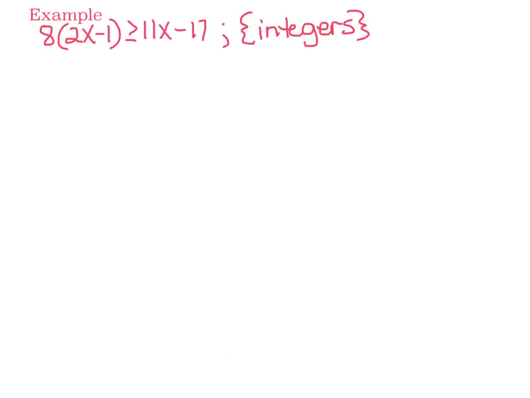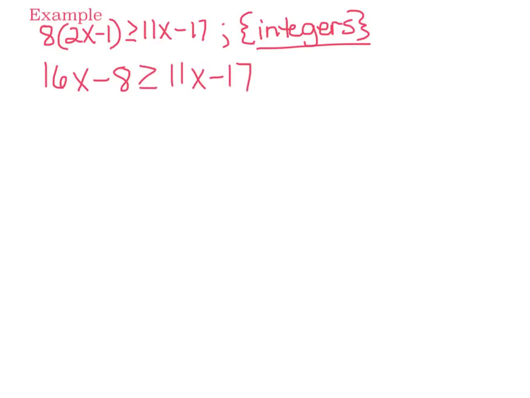All right, for this example, we've got 8 times the quantity 2x minus 1 is all greater than or equal to 11x minus 17. And this time we're going to solve it in the domain of integers. So first thing we're going to do is distribute the 8. We'll have 16x minus 8 is greater than or equal to 11x minus 17.